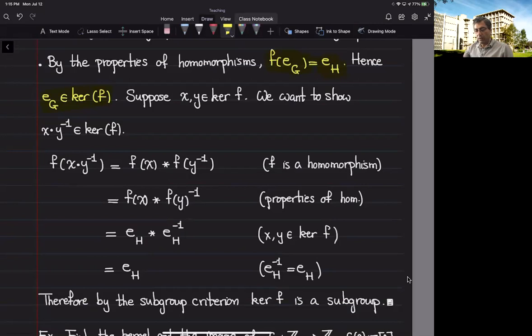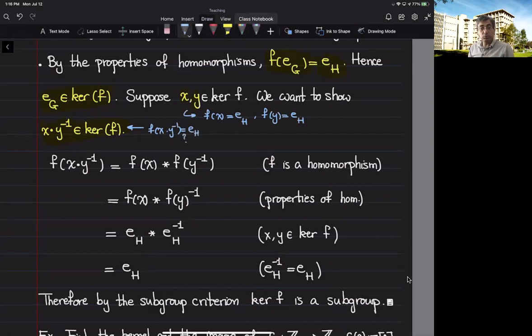Now, suppose x and y are in the kernel. I need to show x times y inverse is inside the kernel. But before that, let's make sure that we understand what this means. This means f of x is the neutral element of the codomain, and f of y is also the neutral element of the codomain. These are our hypotheses. Now we want to show that x dot y inverse is inside the kernel of f, and that means I need to discuss why this equality is true.